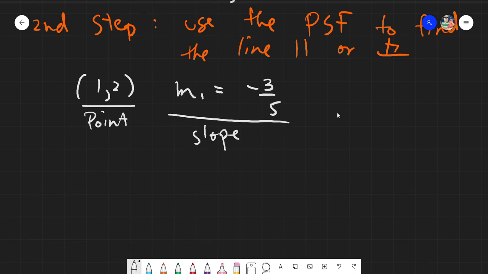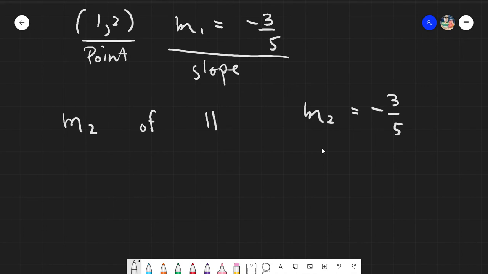Whether it is parallel or perpendicular, we must have our m sub 2. So, what we need to do is find m sub 2 of the parallel line. And m sub 2 of the parallel will be equal, because remember, parallel lines have equal slopes. Therefore, m sub 2 would also be negative 3 over 5. So, again, we have our point (1, 2), and our second slope is negative 3 fifths.